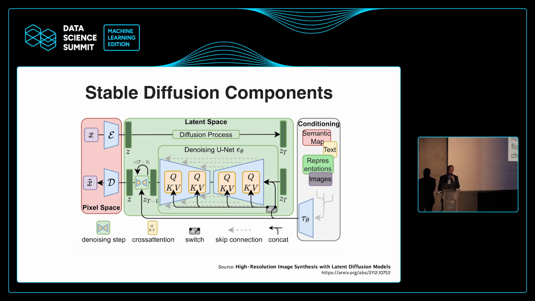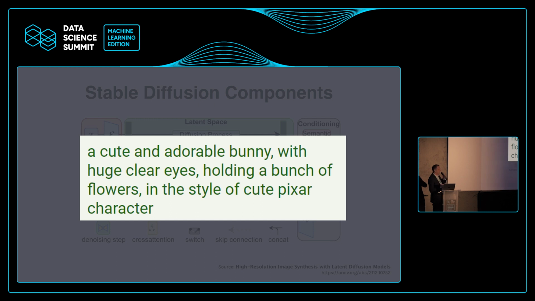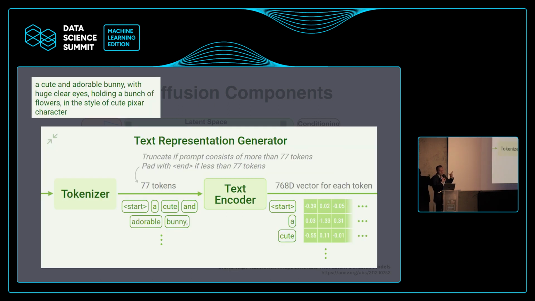So everything starts with a prompt, right? Assuming that we are in the text-to-image mode. So we can write something like cute and adorable bunny, blah, blah, blah. And then this text is tokenized, so each word is tokenized, and we get 77 tokens that are passed through a text encoder. So eventually we get the embeddings that represent this text that we have written in a semantic way.